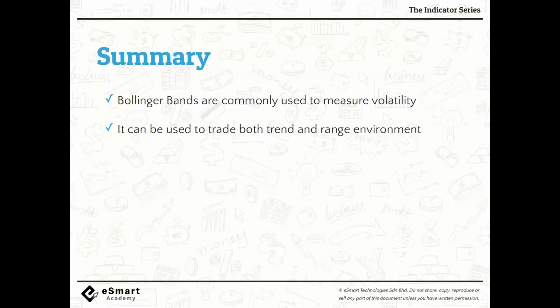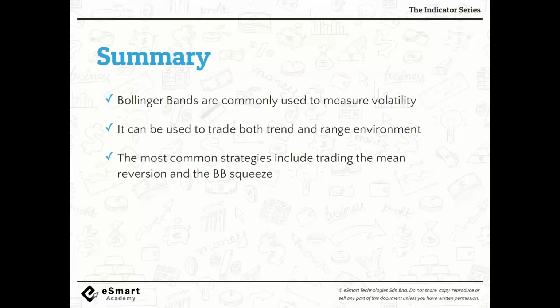Okay, so that's volatility. Bollinger Band can be used to trade both the trend and range. Of course, you need to then use a very different approach, right? Either you use the Bollinger Bounce or you use the Bollinger Squeeze, okay? So Bollinger Bounce is to trade the range environment. Bollinger Squeeze is to trade a trend environment using a breakout technique, okay?